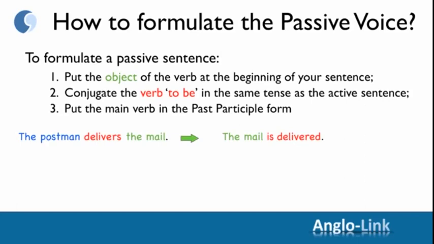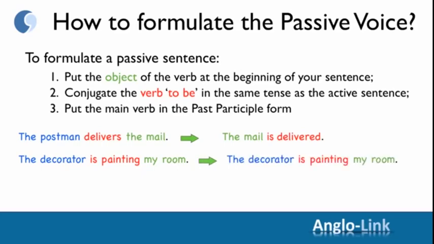Let's look at another example. The decorator is painting my room. Here's the active sentence. Get rid of the subject. Put the object at the beginning. The tense is present continuous, so conjugate the verb to be in the present continuous tense. Is being. And change to painted. My room is being painted.